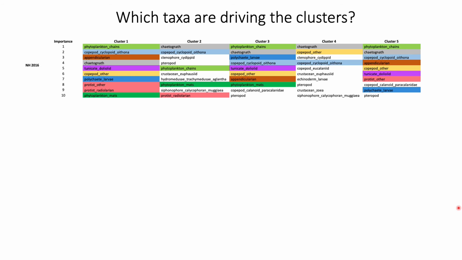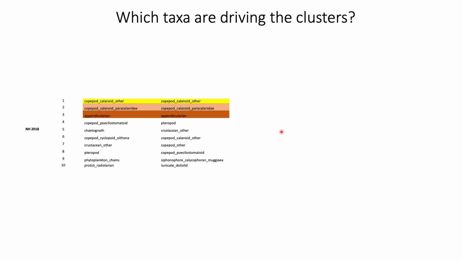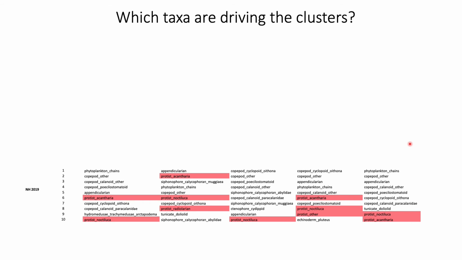For 2018, I only color-coded the top 3 to show the similarity between the clusters. This hints at the more homogeneous distributions we also saw in the NMDS plot earlier and in the cluster locations on the last slide. For 2019, I color-coded an interesting group of organisms that we didn't pay much attention to yet. Many protists appeared in the top 10 of each cluster.